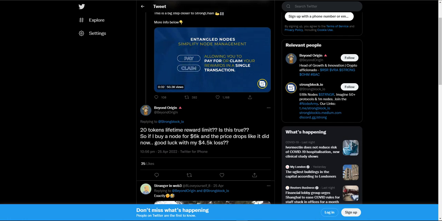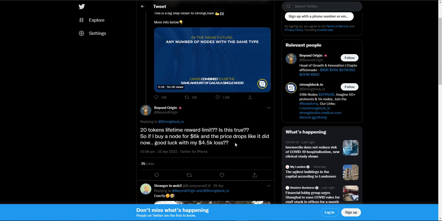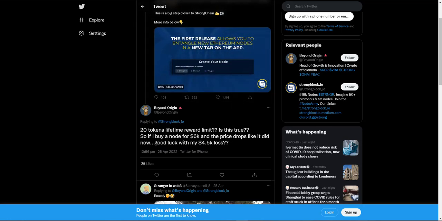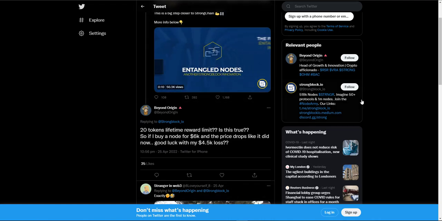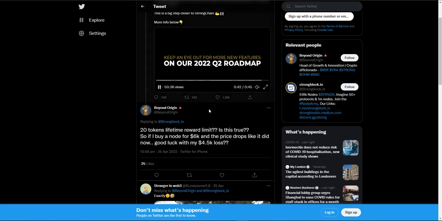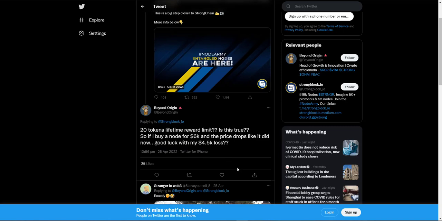So let's say you bought a node for $6,000 and the price drops like it did now. That means you would most likely have a $4,500 loss with entangled nodes. And this is one of the big risks you take if you sell your Stronger tokens. Many people would likely sell their Stronger tokens rather than hold them, since they would see the value dropping, and just human psychology would push them to market sell them rather than limit selling or stop limit. So this is something that got stuck in my head and made me think to myself, is it really worth it?